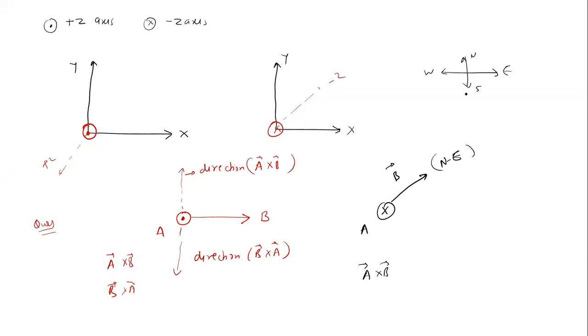What do you have to do? Do A cross B. Put your finger towards the A vector. Rotate towards the B vector. Where is the thumb pointing? Tell me. A cross B means what? Is it southeast? Right hand only. Don't use the left hand. Is it southeast or not? Is A cross B somewhere here?